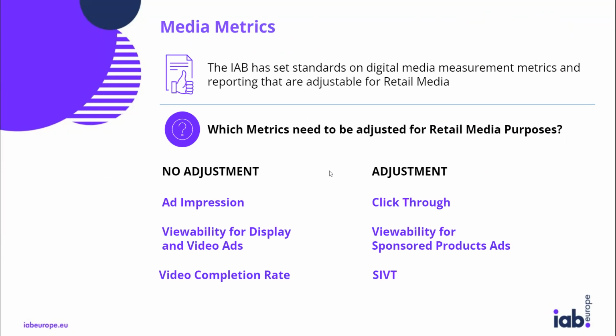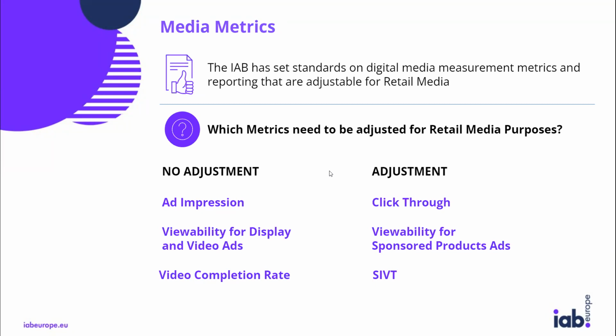the impressions that the measurements do not need adjustment. Ad impression, viewability for display and video ads, and video completion rate. We basically said there are industry definitions for those, and there are no nuances. So there is absolutely no need for us as a body to try to change them. You can adhere to standard IAB or MRC definitions. There's a link to those in the document, and that's it. We're not going to make any adjustments.